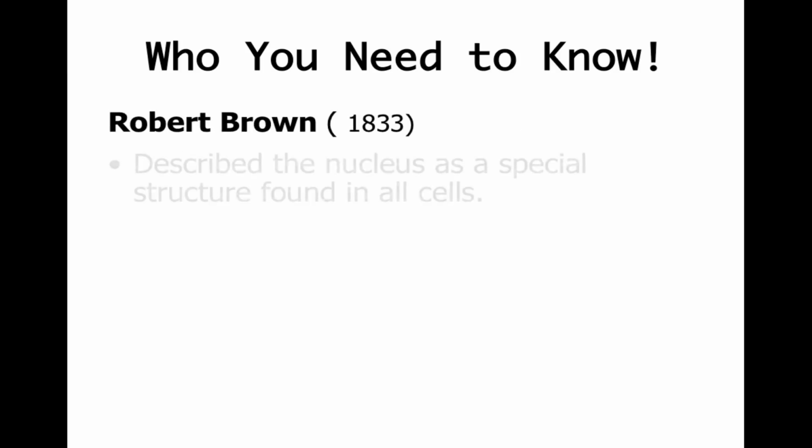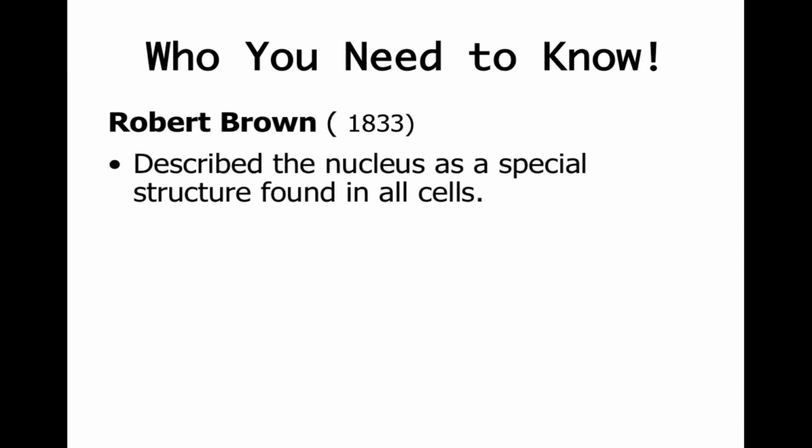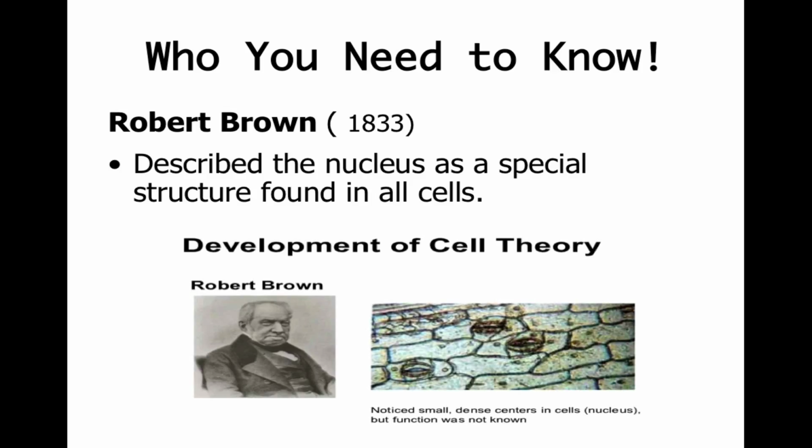Next scientist is Robert Brown, and he described the nucleus as a special structure found in all cells. And at this point, the function of the nucleus was not known, but today we know that DNA is found inside the nucleus, and DNA is the nucleic acid that contains the genetic information that controls all cell activities.